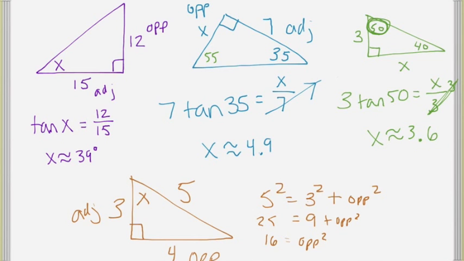Okay, and I would do tangent of x is equal to 4 over 3. And since on this one we're solving for an angle, this is where we would need a second tangent. And I get approximately 53 degrees.